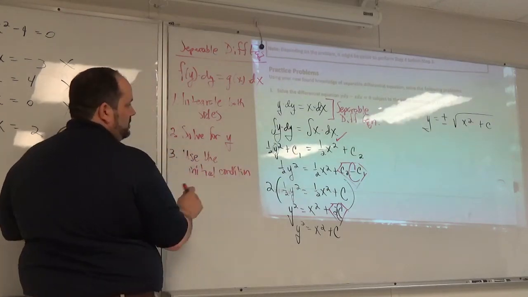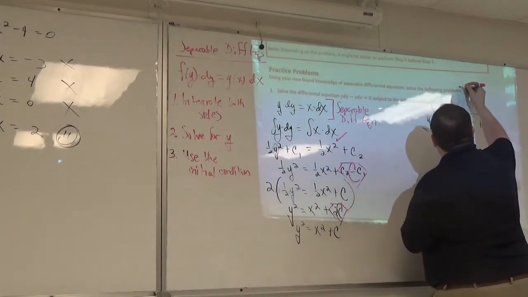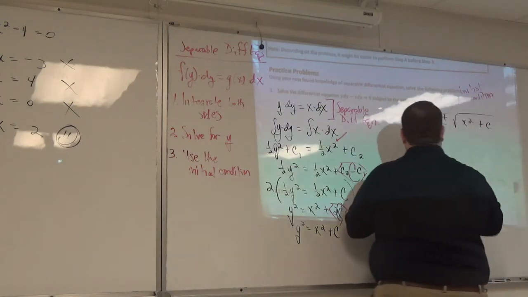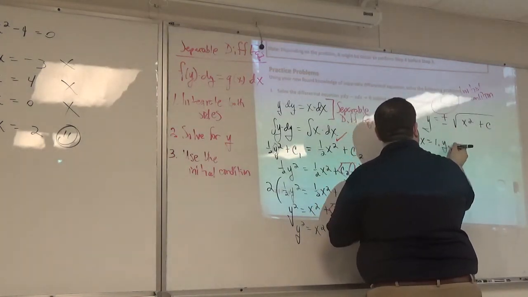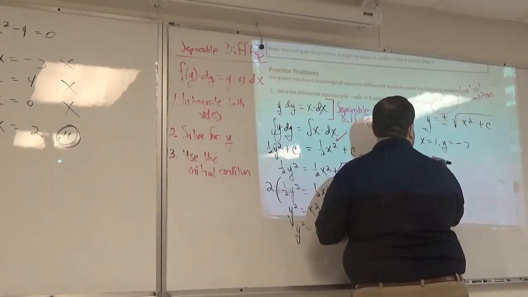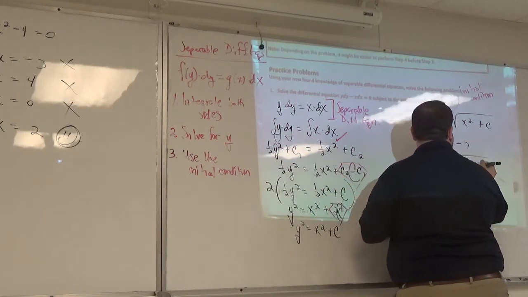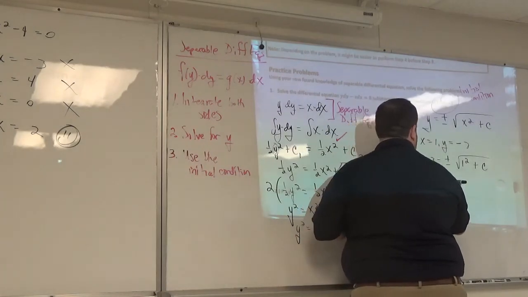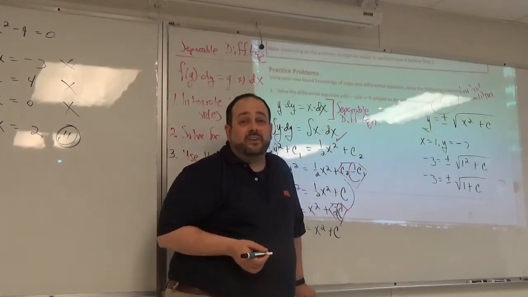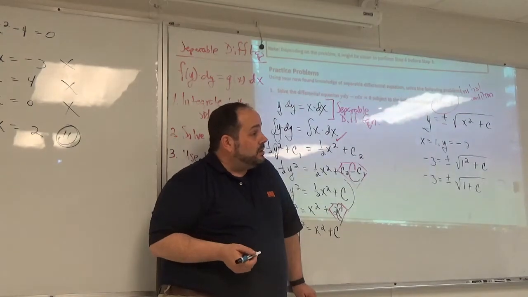Do we have an initial condition? Yes. Now that I've got this initial condition, the initial condition says that if x is equal to 1, then y has to be equal to negative 3. So plug them in. Negative 3 is plus or minus the square root of 1 squared plus c. So negative 3 is plus or minus the square root of 1 plus c. I want to solve it for c. What's the just right value for c to make this work?